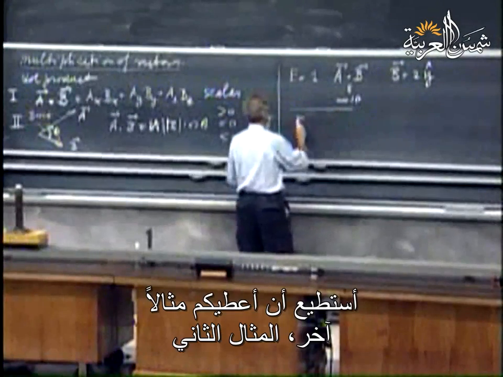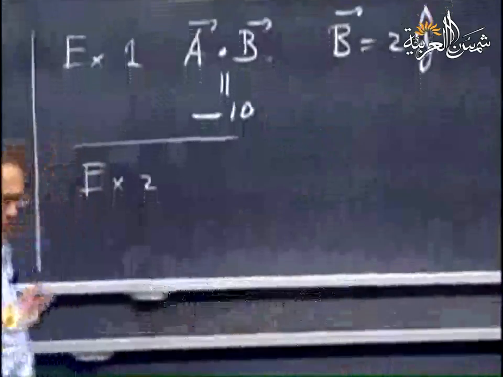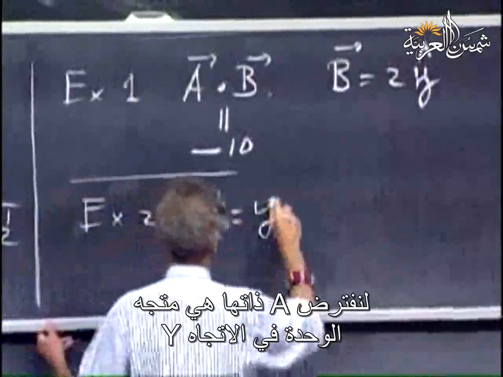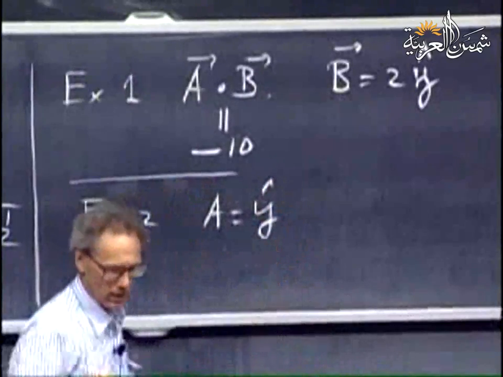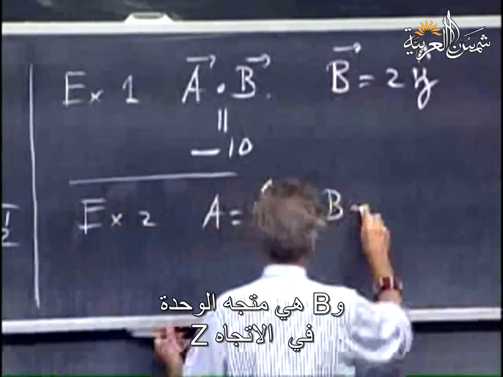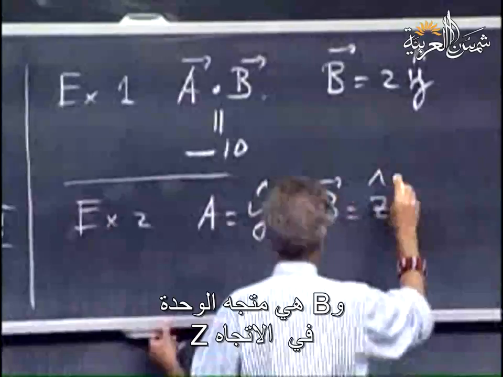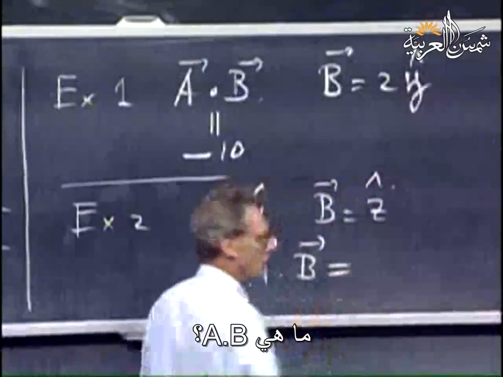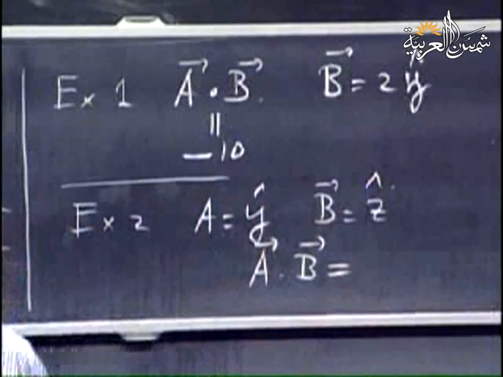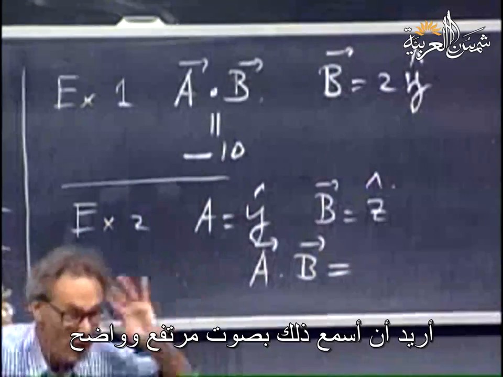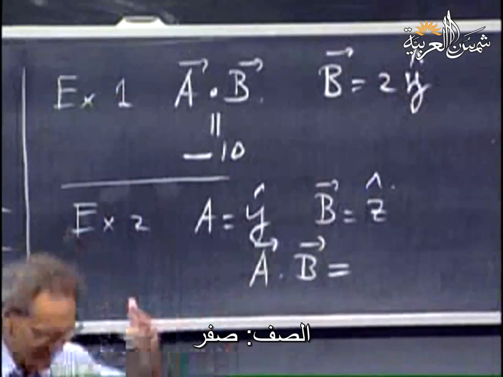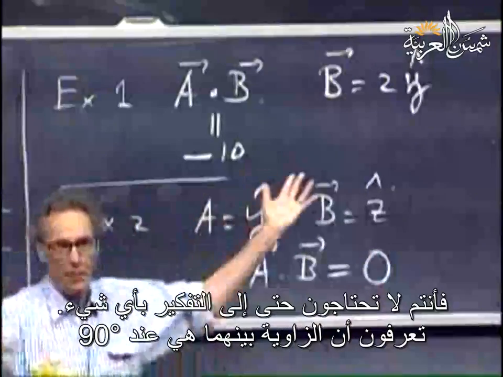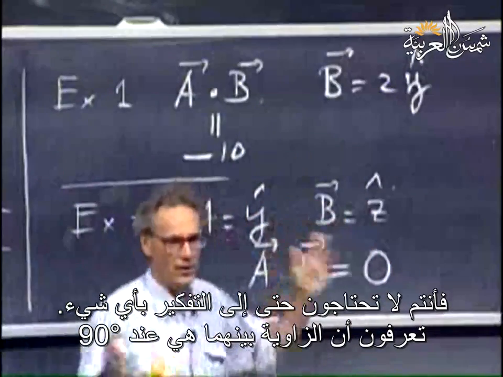I can give you another example. Example 2. Suppose A itself is the unit vector in the y direction, and B is the unit vector in the z direction. Then A dot B is what? I want to hear it loud and clear. Yeah, 0. It is 0. You don't even have to think about anything. You know that these two are at 90 degrees.